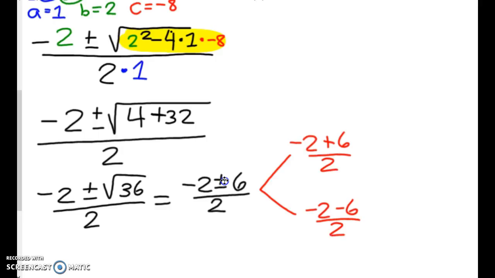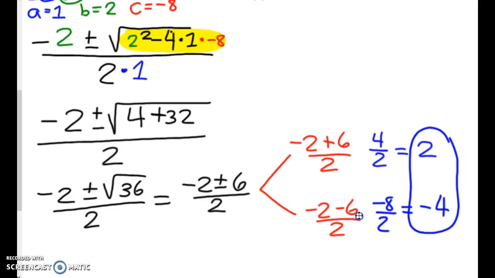And so if I go to simplify these now, remember that we have to add the numerator first, and then I'll divide by 2. 6 plus negative 2 is 4, and 4 divided by 2 is just 2. Negative 2 minus 6 is negative 8, and negative 8 divided by 2 is negative 4. So 2 and negative 4 are actually going to be my two answers here.